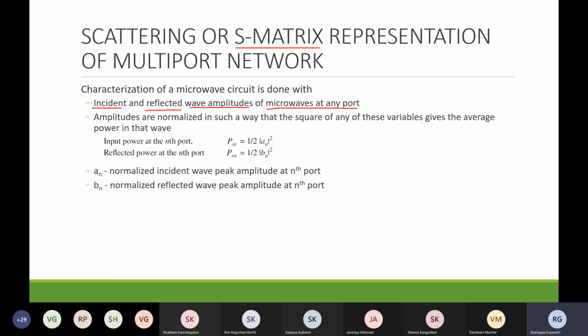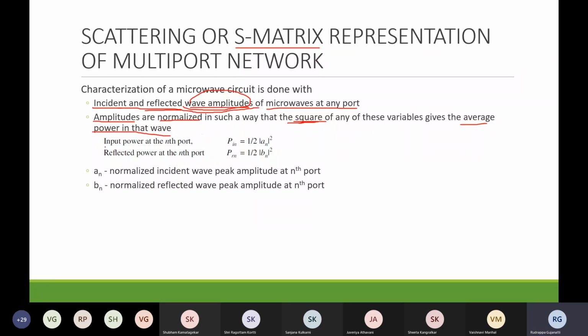When we are doing the analysis, we look into another aspect: we normalize the wave amplitudes associated with the incident and the reflected waves. We normalize those values in such a way that when we take the square of the incident and the reflected wave amplitudes, we get the average power.